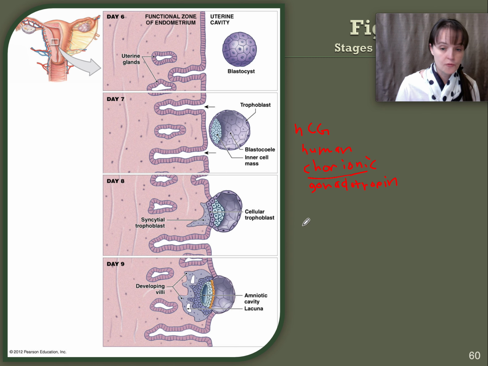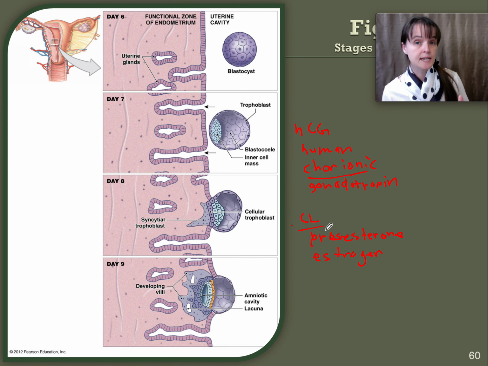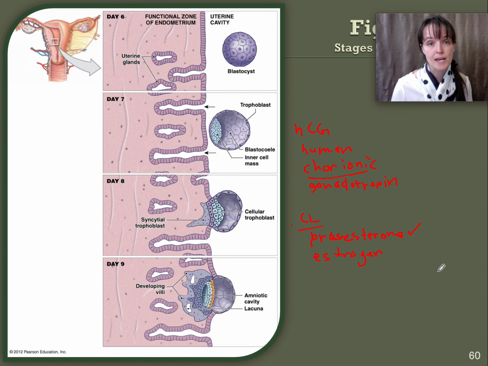And then from the corpus luteum, we have progesterone and lower amounts of estrogen, from the corpus luteum until the end of the 2nd month, and then the placenta will be developed enough to pump out these hormones. It's progesterone and estrogen, but as you recall, progesterone is the main hormone that maintains the pregnancy.